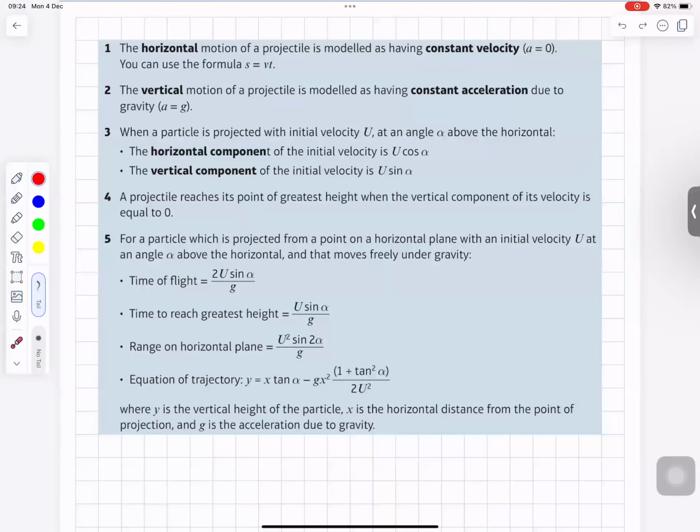So to help you really understand projectile motion, the information 1, 2, 3, 4 and 5 on this page are the things you just need to, if I were you, memorize, except this last equation is quite long to memorize. But memorize all of this information. It's what you need to do projectile motion. The constant velocity, acceleration is 0, s is vt. The horizontal u cos alpha, the vertical u sine alpha, the time of flight, time to reach greatest height, the range for horizontal plane. These ones I've ticked, you can learn. Saves you time in exams and builds your confidence.